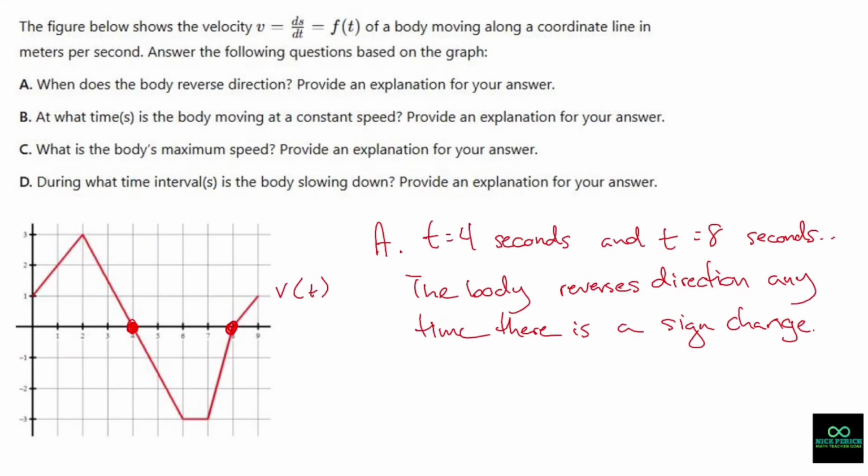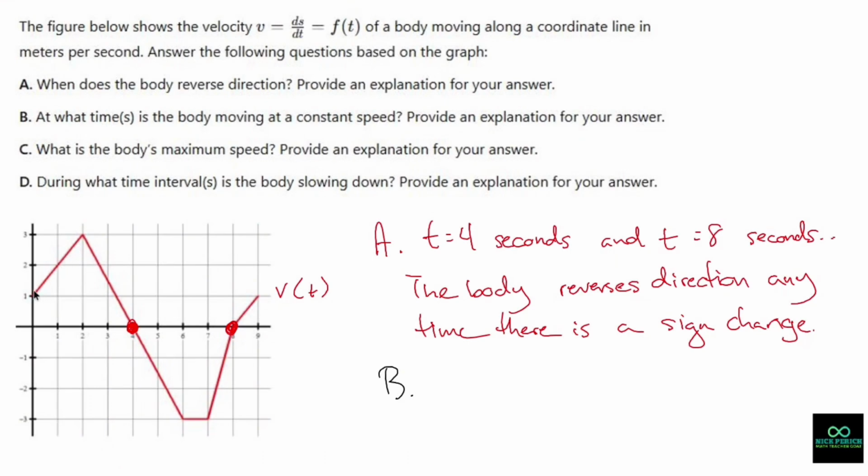Now part B is asking, at what time or times is the body moving at a constant speed? Well, again, velocity is basically positive or negative speed. So when do we have a horizontal line for velocity? Well, that happens at once. By the way, the devil is going to tell you, oh, that's constant, isn't it? No, we're technically speeding up.